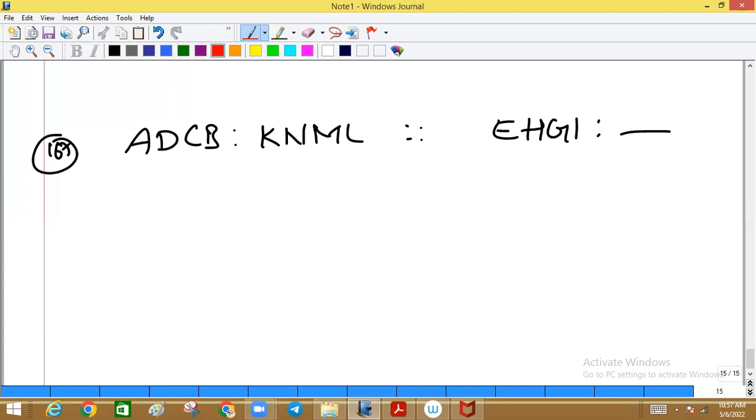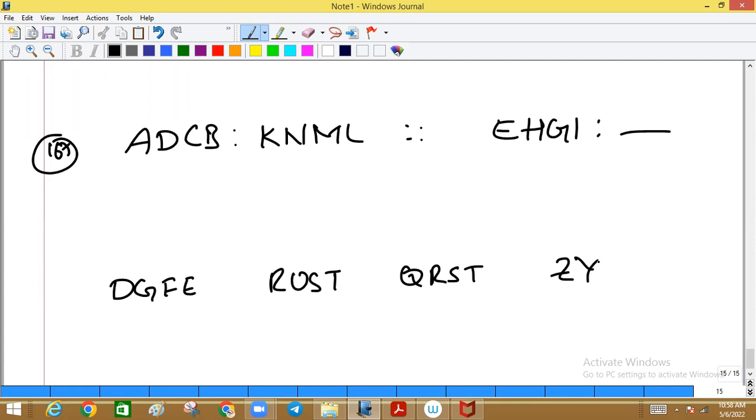Less than. So I will give options then, because there's a possibility of getting more than one answer for this question. 167. Your options are, write down: B, D, G, F, E; R, U, S, T; Q, R, S, T; Z, Y, X, W. So what is the answer?